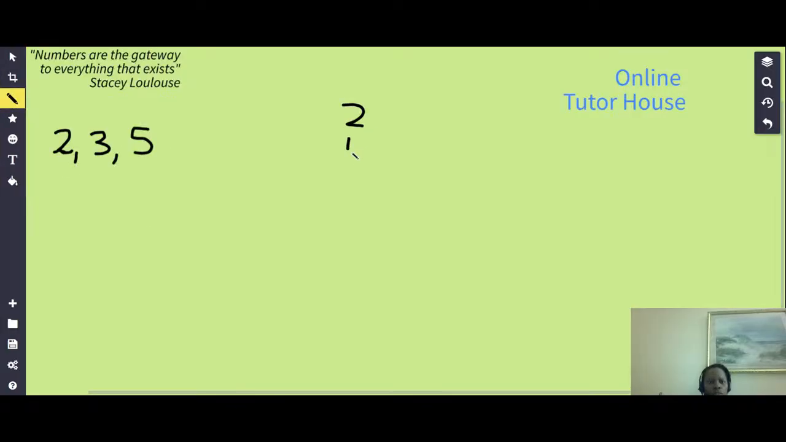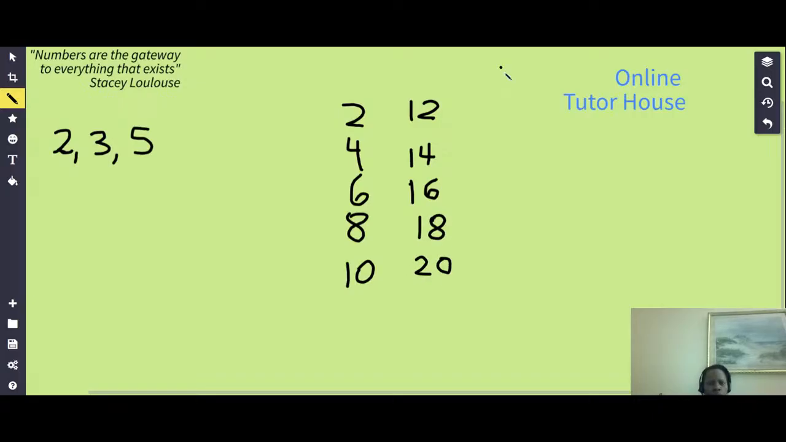2, 4, 6, 8, 10, 12, 14, 16, 18, 20, 22, 24, 26, 28, and 30. Okay, those are the multiples.